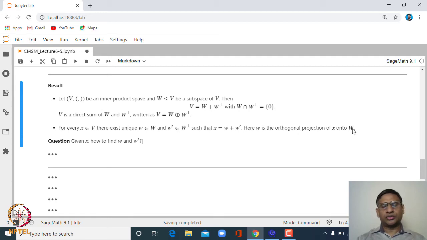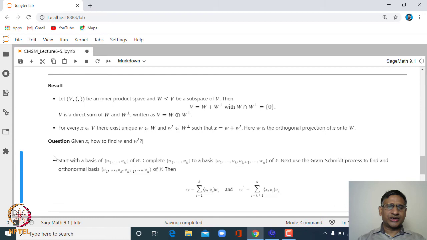So not only have we defined the meaning of orthogonal projection of a vector onto another vector, but here we also have a notion of finding the orthogonal projection of a vector onto a subspace. Now the question is, how do we find this W and W dash given X? That is again quite easy.